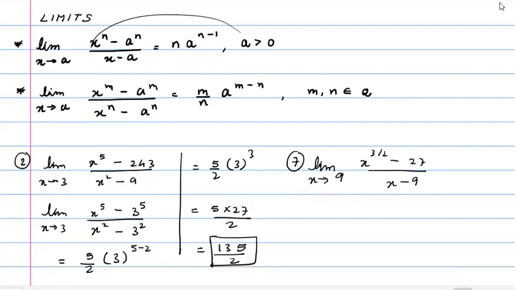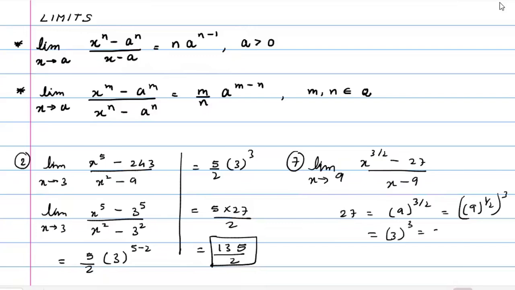So it is application of the first form. The only thing we have to check is whether this is possible. So 27, can this be written as 9 raised to 3 by 2? So this is 9 raised to half, raised to 3. And 9 raised to half is square root of 9, that is 3. And cube of 3 is 27. So that is true. So then we can directly apply the formula. Or first we need to write it like this.